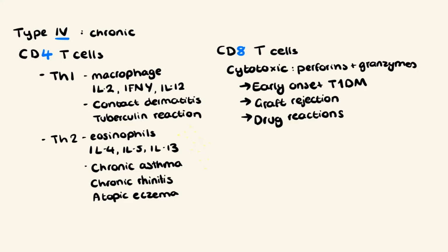So your examples of this are early onset type 1 diabetes mellitus, where the CD8 T cells, they come along and they destroy the cells in the pancreas, so you get diabetes. Also, graft rejections and drug reactions. So you're destroying the cells in the graft, or you're reacting to the drug and then destroying more cells. Very destructive. And that is your 4 hypersensitivities in a nutshell. So I hope that's helpful. There are more. There's type 5, 6, and 7, but you'd never be asked about that in an exam.